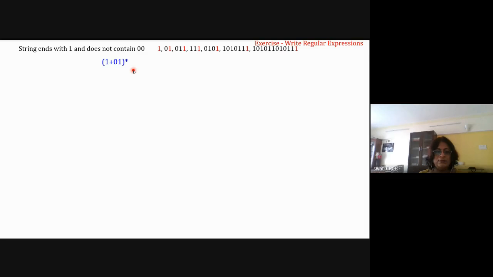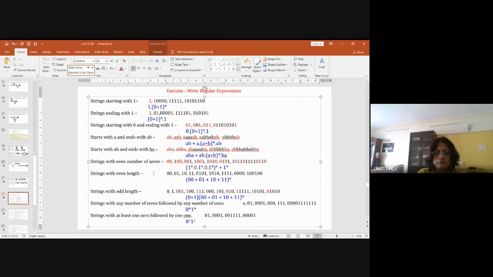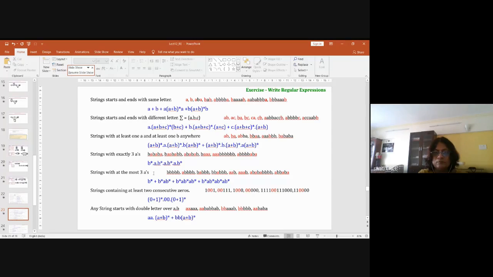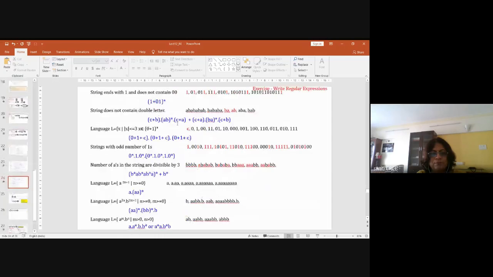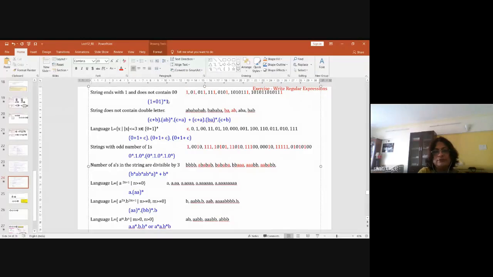Yeah, so here it should be ending with 1. So it is 1 or 0 1 star and then 1. I forgot to write 1. This is the correct answer.